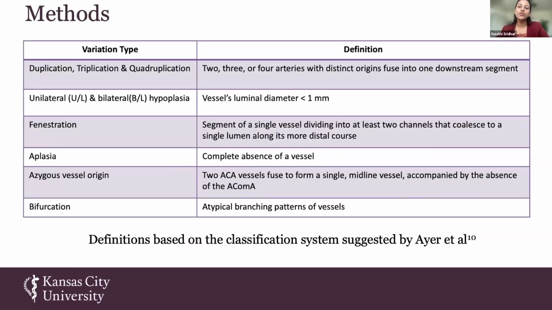And this table shows the types of variation considered for the classification and the definitions according to the Iyer et al. classification system. I just wanted to bring your attention to one particular type of variation that we will be discussing more in detail, which is hypoplasia, defined as a vessel lumen diameter less than 1 millimeter. And all the other types of variations and their definitions are provided here.